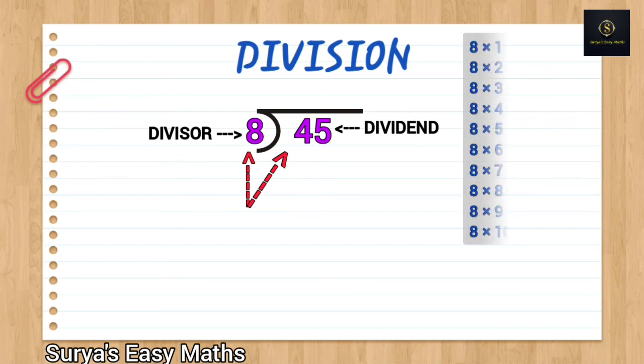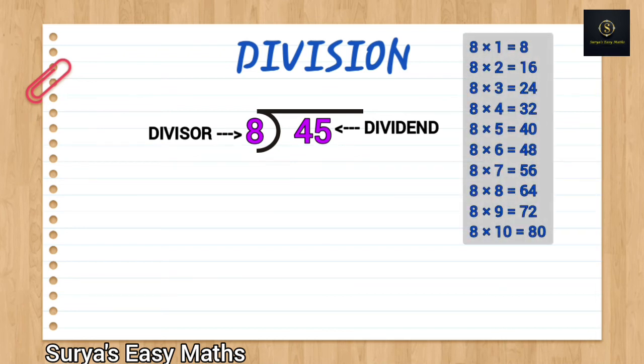Does the 4 come in the table of 8? No. Therefore, we will see both digits of 45 in the table of 8. Let's recall the table of 8. 8 ones are 8. 8 twos are 16. 8 threes are 24. 8 fours are 32. 8 fives are 40. 8 sixes are 48. 8 sevens are 56. 8 eights are 64. 8 nines are 72. 8 tens are 80.